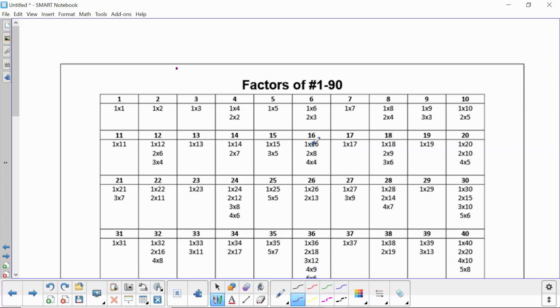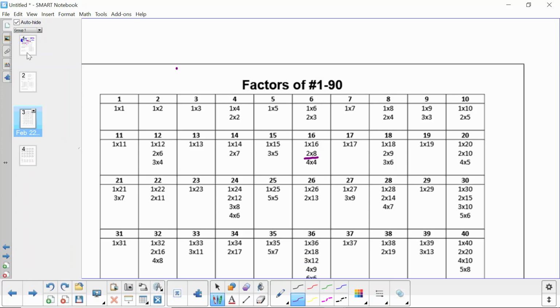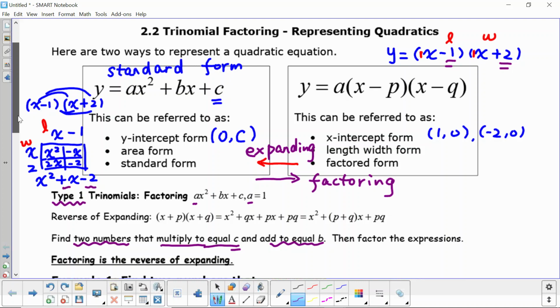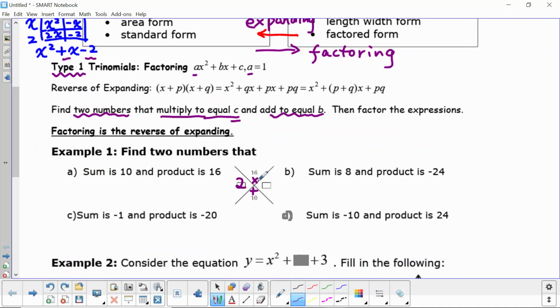The sum is 10. 1 plus 16 is 17. 2 plus 8 is 10. So this one works. 4 plus 4 is not 10. So 2 and 8 give you add together is 10. So this is how we find the 2 numbers, so 2 and 8. Then you will see 2 times 8 give you 16. 2 plus 8 give you 10. So we call this one X game. So we are going to focus on finding these 2 numbers.